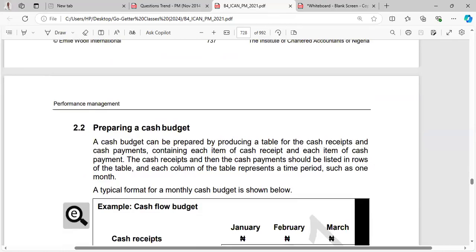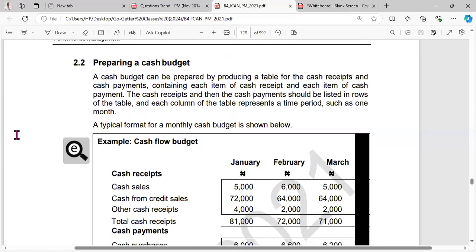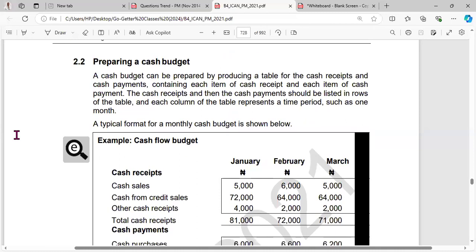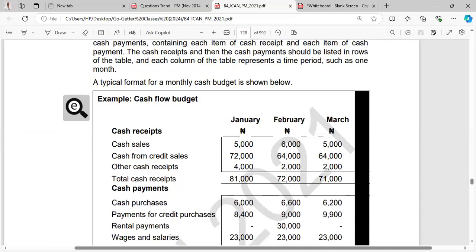So, preparing a cash budget. A cash budget can be prepared by producing a table for the cash receipts and cash payments containing each item of cash receipts and each item of cash payment. Then the cash receipt and the cash payment should be listed in rows of the table, and each column of the table represents a time period such as 1 month. So this is a typical example of a cash budget. This is just a typical example.